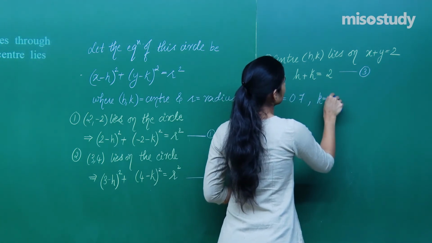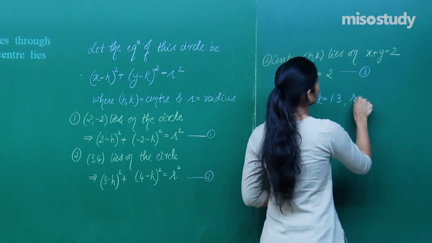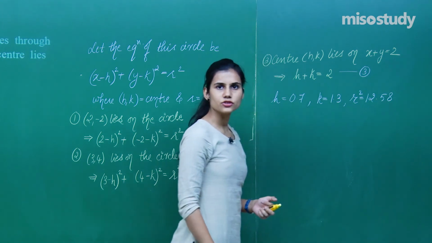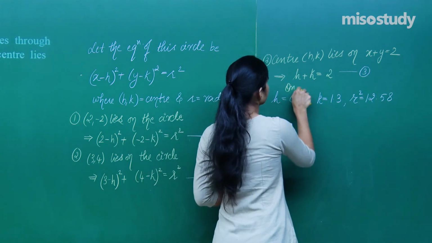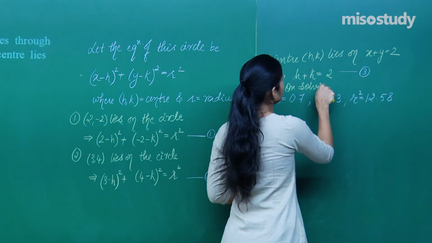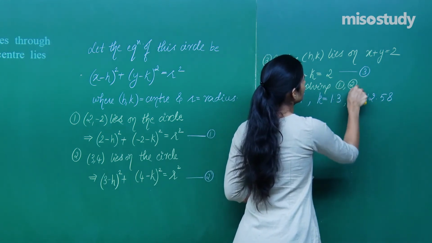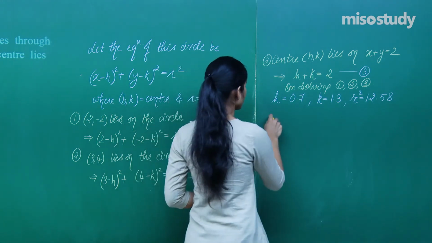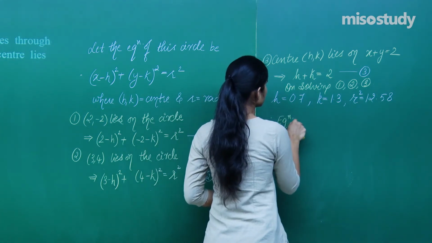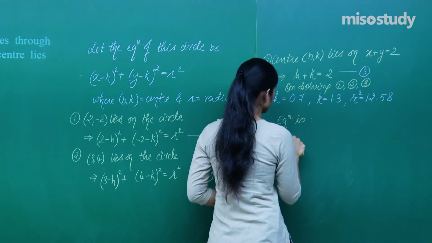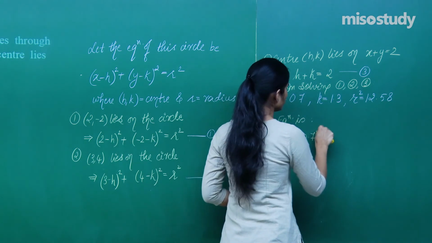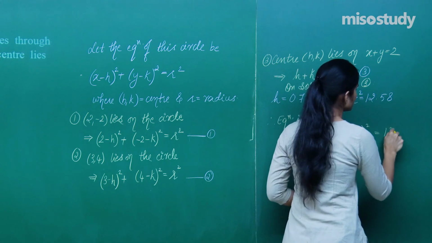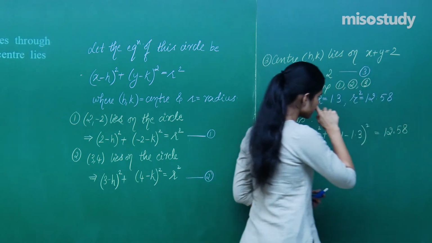Also from here you can then compute the value of h, and that comes out to be 0.7, k comes out to be 1.3, and r square comes out to be 12.58. So on solving 1, 2 and 3, we get h is 0.7, k is 1.3, r square is 12.58. Therefore, the equation of this circle is (x minus h) whole square plus (y minus k) whole square equals r square.